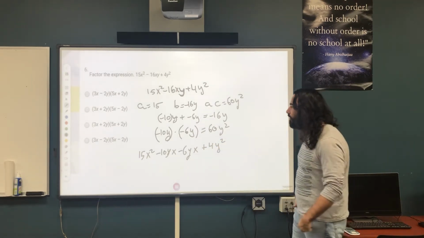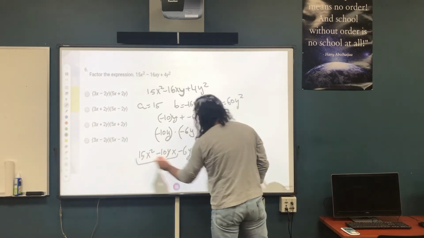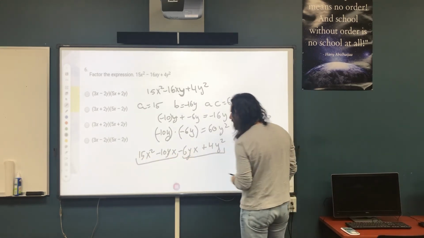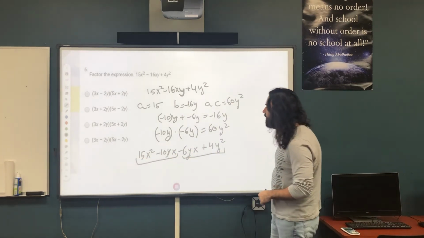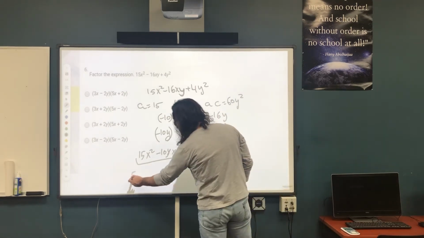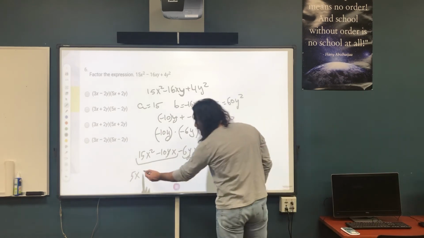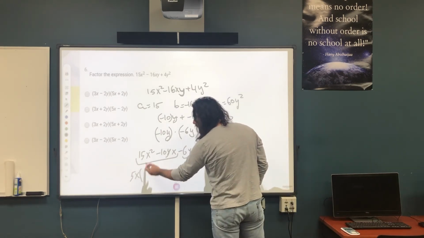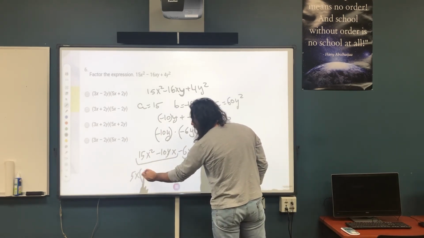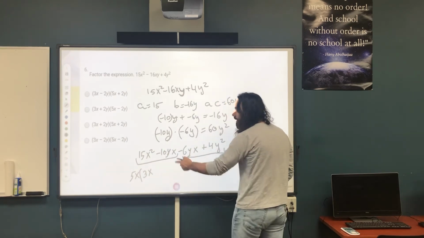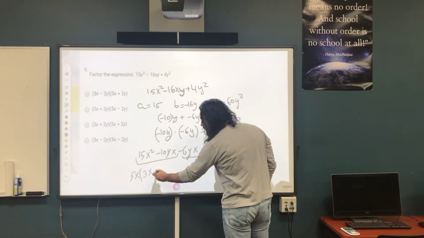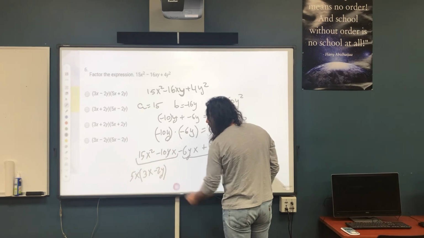Now all you need to do is take the first two and the last two. So in this case, you take out the 5 and the x, and you open parentheses. So it's going to be 5x times how much gives you 15x squared? It's going to be 3x. 5x times how much gives you negative 10xy? It's going to be negative 2y.